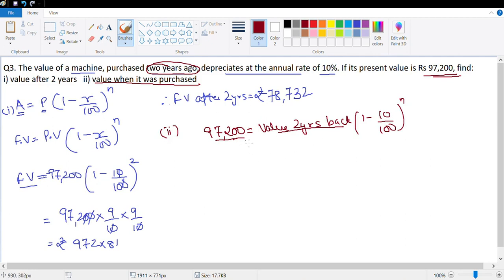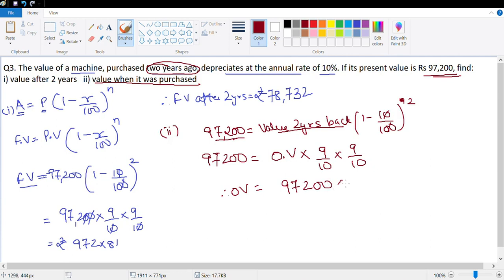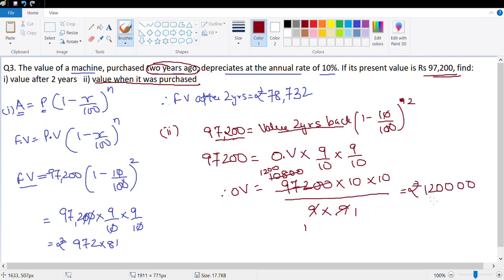So let's substitute values. What we get is, this is 9 upon 10. So 97,200. Let's call this original value multiplied with 9 upon 10. In this case, n was 2 multiplied with 9 upon 10. Therefore, original value will be 97,200 into 10 into 10 upon 9 into 9. This is divisible by 9. That's 9 into 1, 9 into 1, 0. 9 8s are 72 with 2 zeros. Again, 108 divisible by 9. That's 9 1 2 with 2 more zeros. So the original value was 1200 with 2 more zeros. So 1,20,000 was the value 2 years back. Today it is 97,200, and 2 years later it will be 78,732.